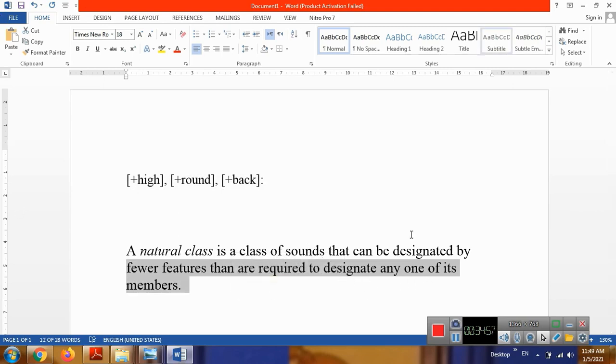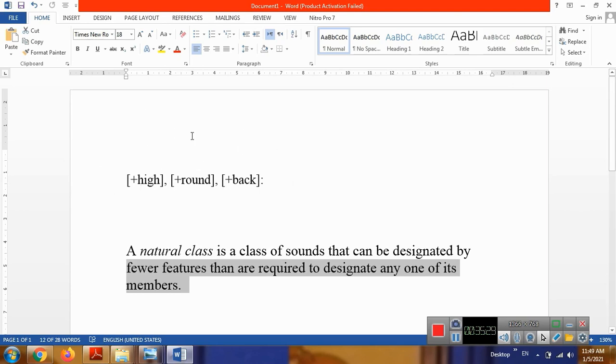Here I explained the definition of natural class according to the Turkish language, and you should consider it as a whole. For example, for Arabic, we describe the Arabic vowels according to, for example, 5 features. Therefore, for natural class, you should just mention 4 features, 3 features, 1 feature fewer than, for example, 5 features.